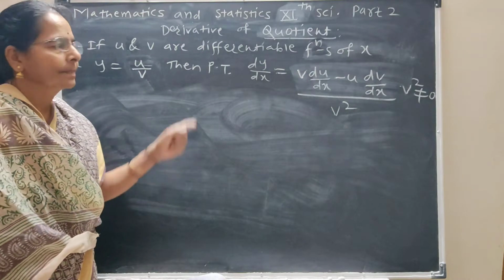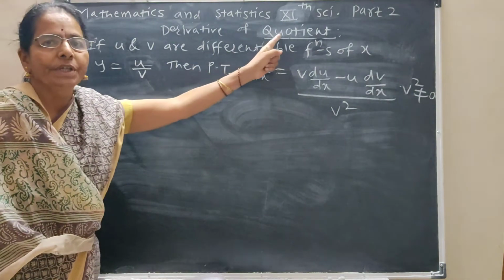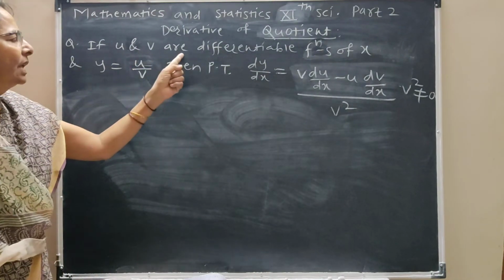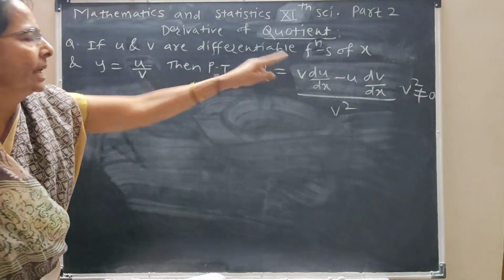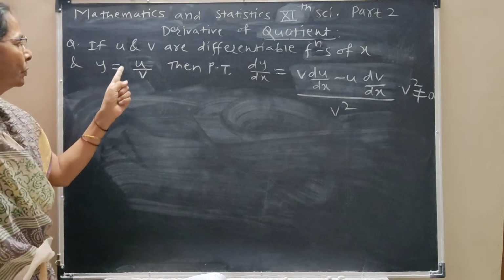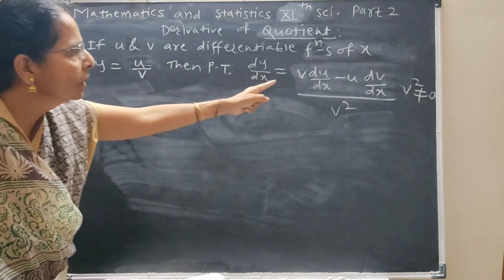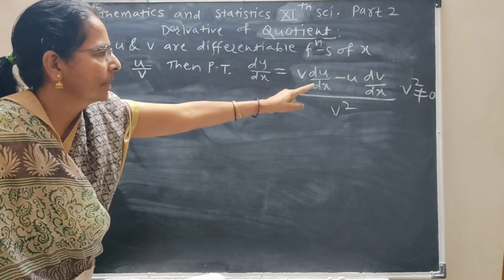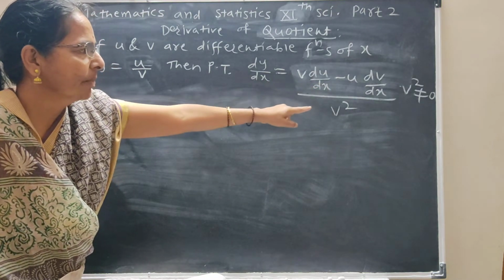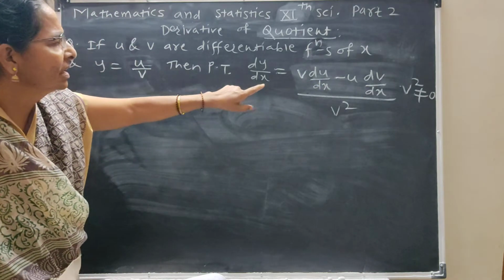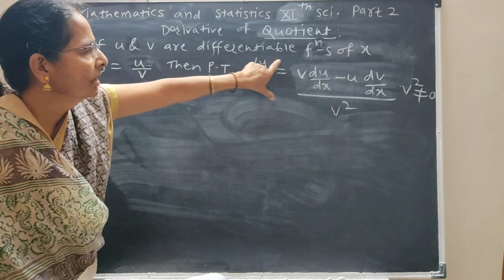Next point is derivative of quotient. If u and v are differentiable functions of x and y equals u upon v, then prove that dy by dx is equal to v du by dx minus u dv by dx upon v square, v not equal to 0. What is the meaning of this total term?